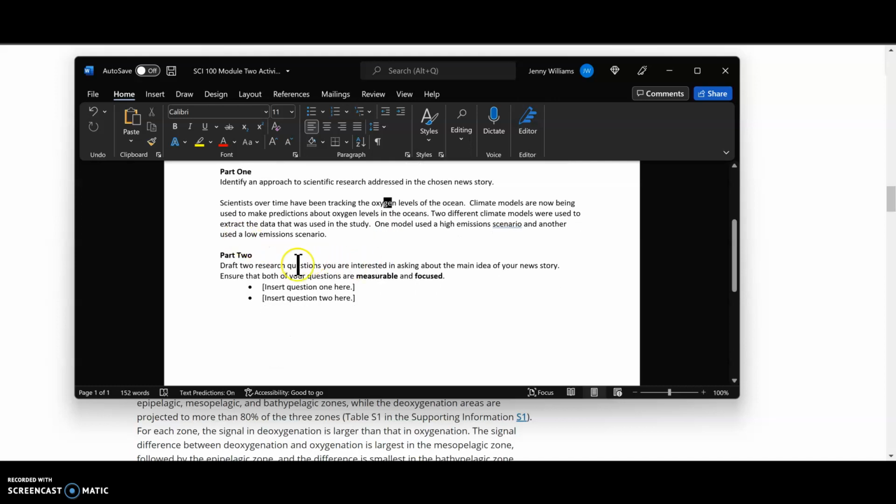Okay, so part 2 is asking you to draft 2 research questions you're interested in, asking about the main idea of your news story. You have to make sure that your questions are measurable and focused. So a measurable question is going to produce some kind of results, whether that is qualitative or quantitative. So we're going to do question 1.